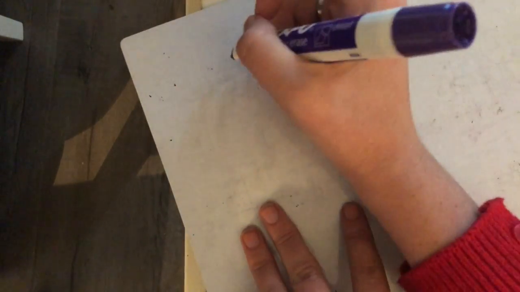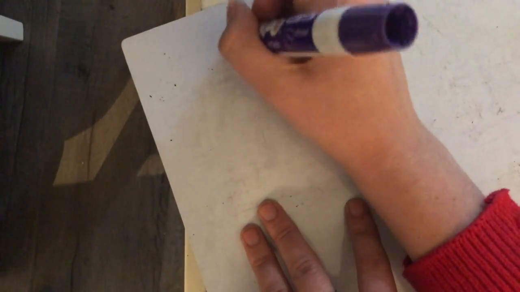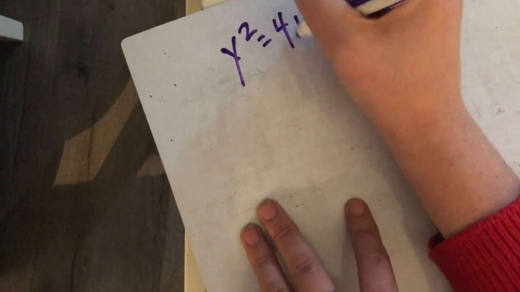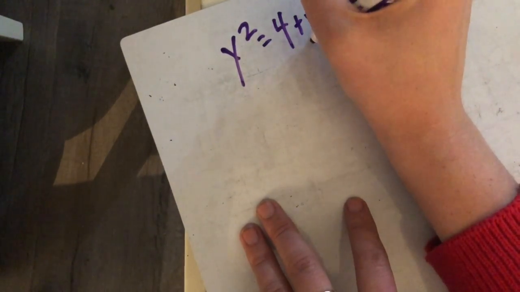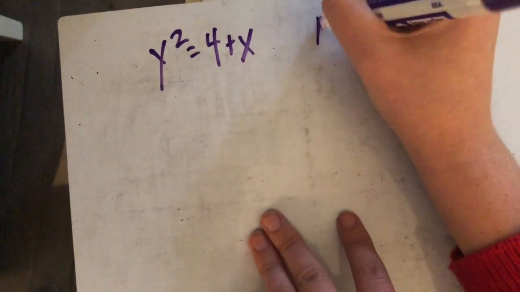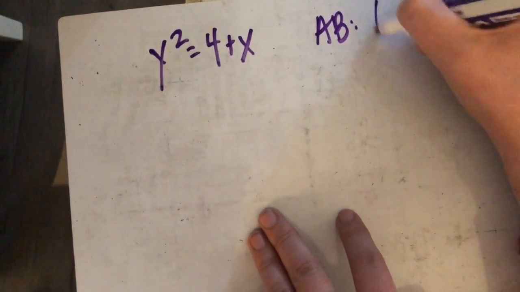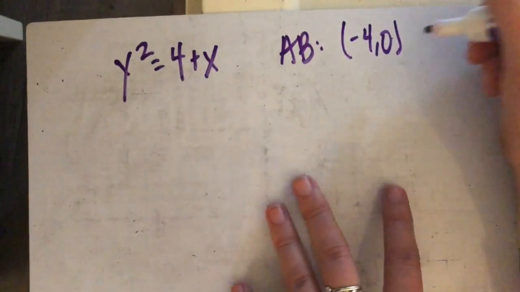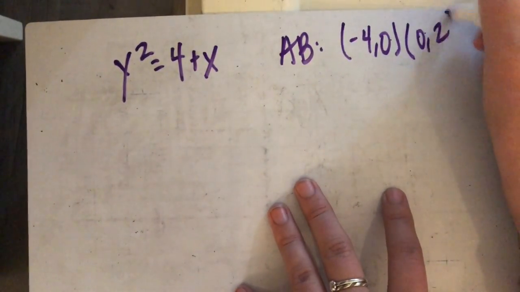So example number 1, actually the only example on your note card, says consider the curve y squared equals 4 plus x, and the chord, which is just a straight line connecting 2 points, chord AB joins points from -4 to 0 and 0 to 2 on a curve.